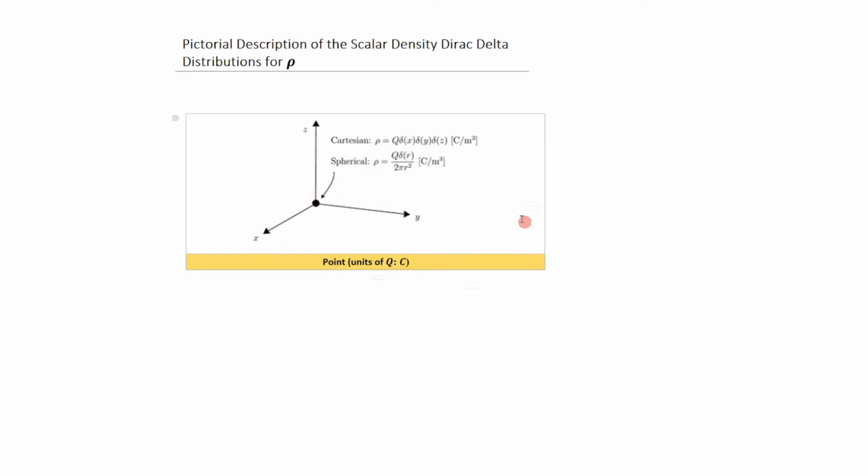In spherical coordinates, and again you can look this up in the notes, then rho would take on a different form altogether. In this case, rho would be Q delta of r divided by 2 pi r squared. Now, the reason why this is the case is because when you integrate the total charge over volume in spherical coordinates, you need to use r squared sine phi dr d phi d theta. Here again, I'm not using rho because rho has been used to describe a charge density. So this would be the formulation of the Dirac distribution for a point source in 3D if described in terms of spherical coordinates.